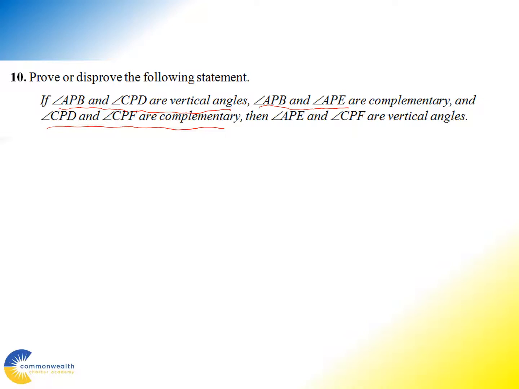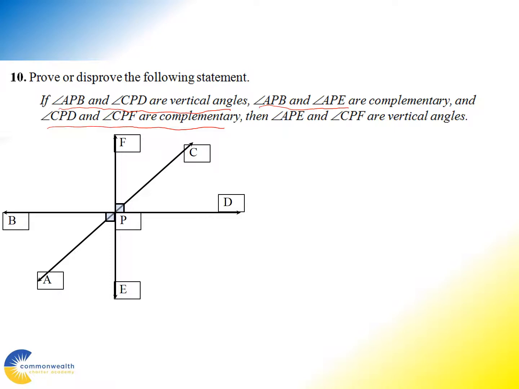And the thing is, when people do this, they often draw the figure looking like this. And I see that angle APB, right here, and angle CPD right here, they're vertical angles. I drew them to be vertical angles. And they're also going to be congruent as a result.